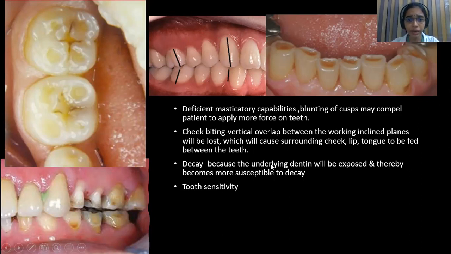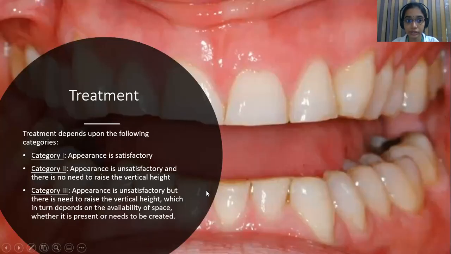The cheek, lip, and tongue may be fed in the gap between the teeth, and this can lead to cheek biting. Then decay, because the underlying dentin will be exposed, and therefore the tooth will be more susceptible to decay. And also tooth sensitivity, because of the exposed dentinal tubules. Since the dentinal tubules are exposed to the oral cavity, the treatment depends upon the following categories.